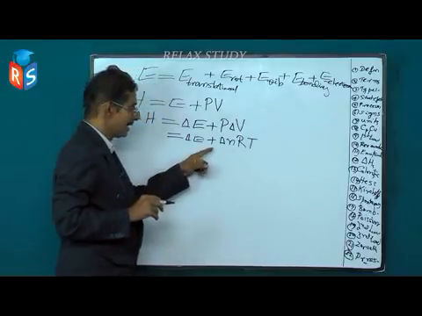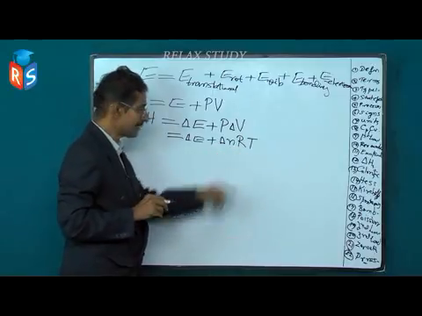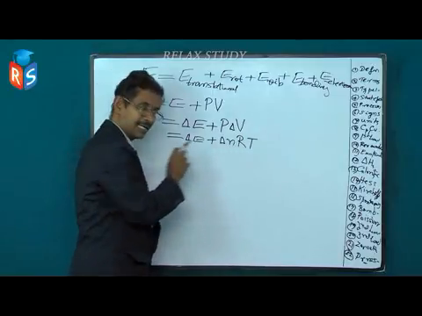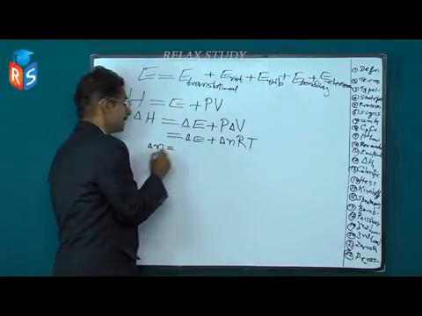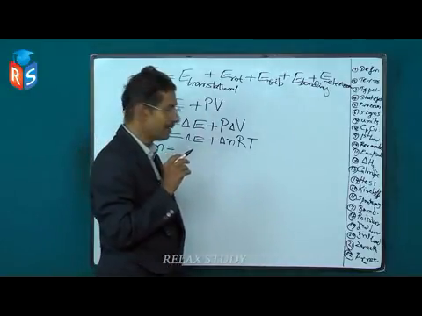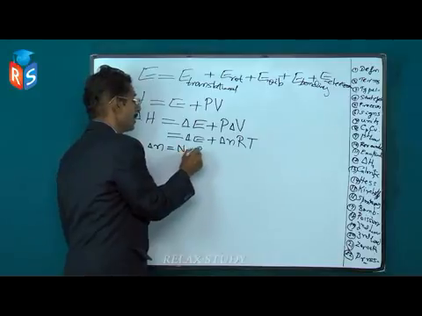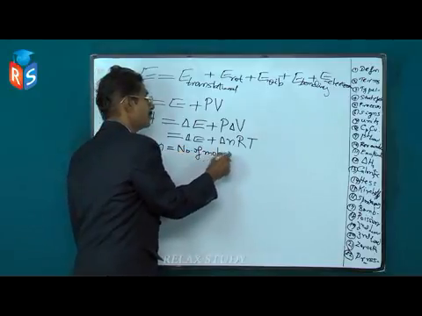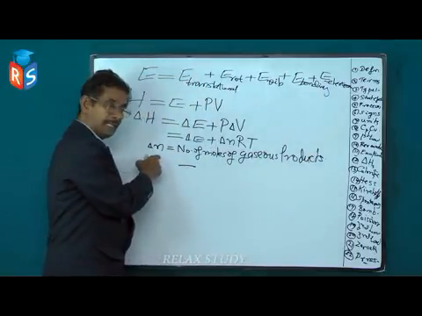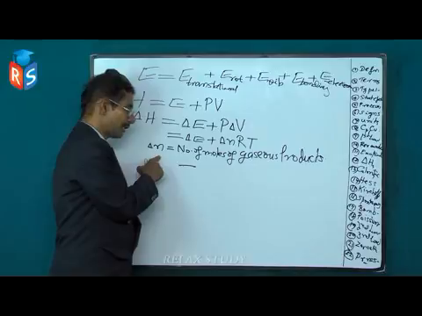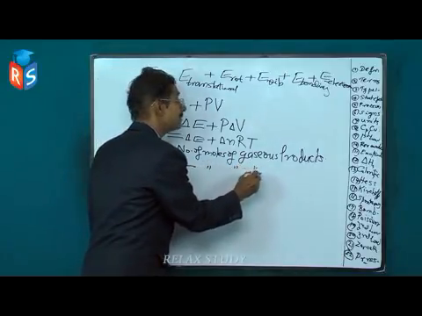You are aware of the meaning of R, the gas constant, T is temperature in Kelvin, and delta N, you should remember the meaning of delta N. Delta N is the number of moles of the products minus the number of moles of the reactants. Number of moles of gaseous products minus number of moles of the gaseous reactants.